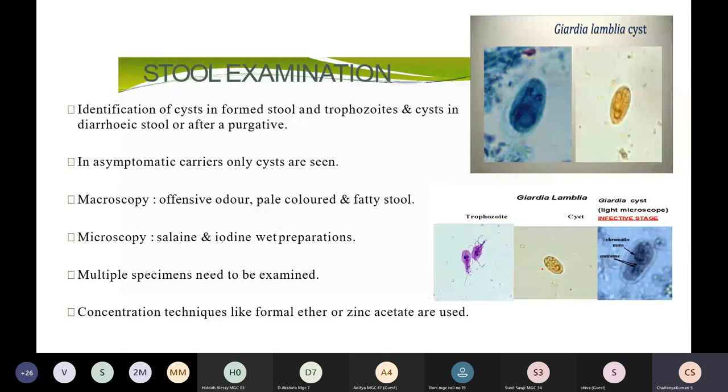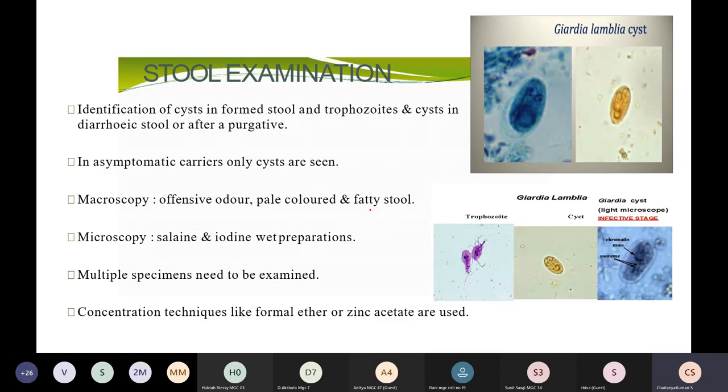The first one, stool examination. So here mostly the cysts will be eluted out along with the stool, and sometimes, as I said, trophozoites also will be there. So this is the best sample to examine the parasite. You can go with the macroscopic identification. When you look at the stool sample, it will give some offensive odor, and it will be pale colored and fatty stool, that means greasy in nature. That is a macroscopic observation.